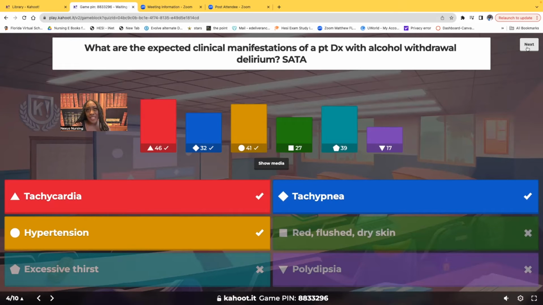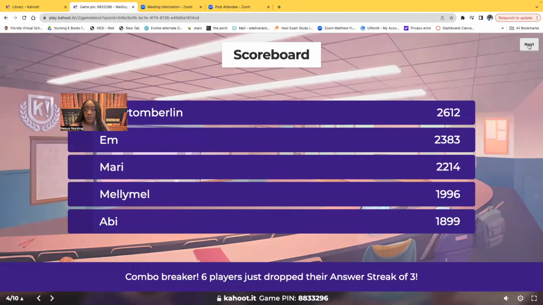We see red flush skin in what? A patient experiencing diabetic ketoacidosis. Next, excessive thirst. We see that in what? A patient experiencing diabetic ketoacidosis. And last, polydipsia. We see that in a patient experiencing diabetic ketoacidosis. So the first three are correct. Those are signs and symptoms we expect to see in a patient experiencing alcohol withdrawal delirium.